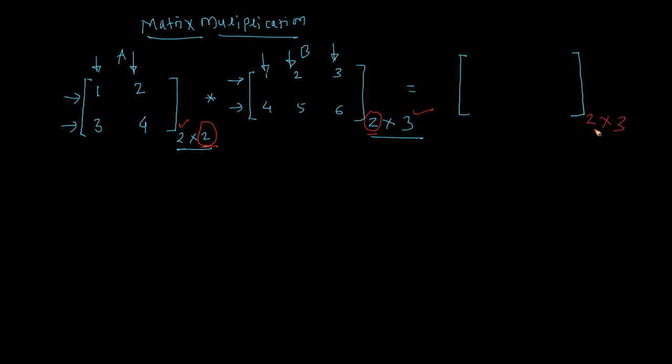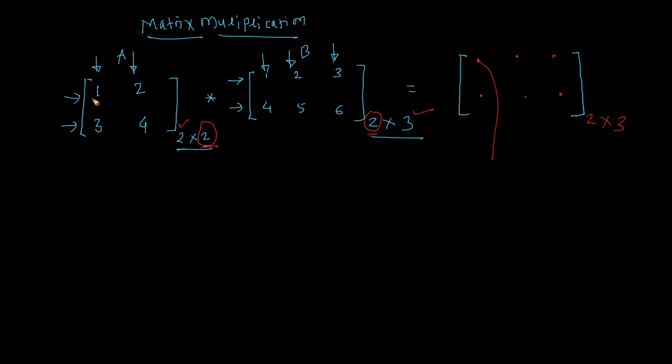That means there will be 6 total elements in this matrix. So this is element number 1. There will be 2 rows and 3 columns. Element number 2, element number 3, 4, 5 and 6, right? Now let's see how to get the element here.